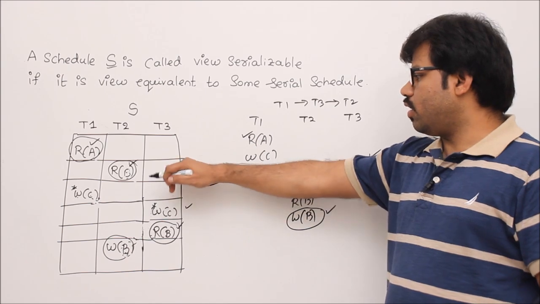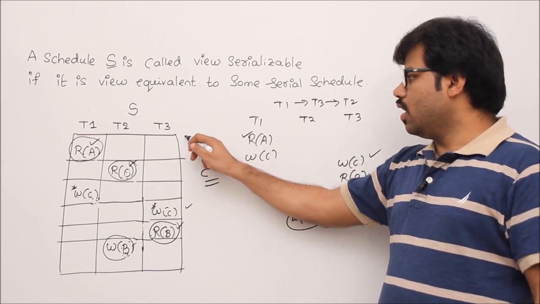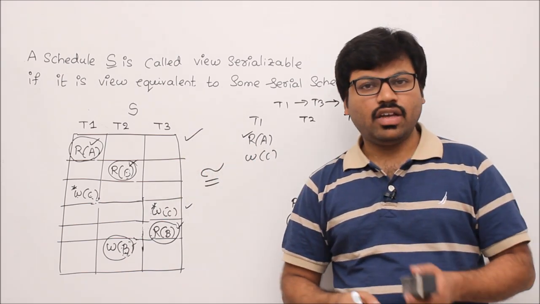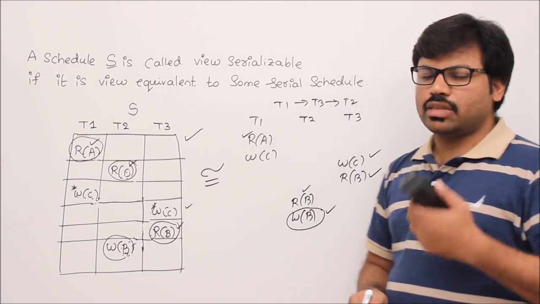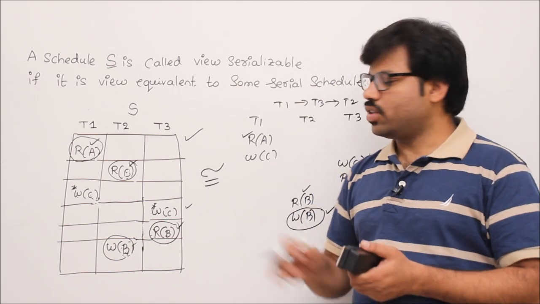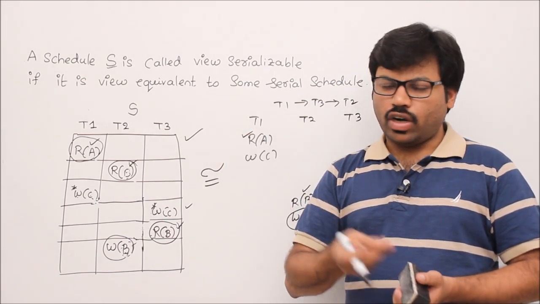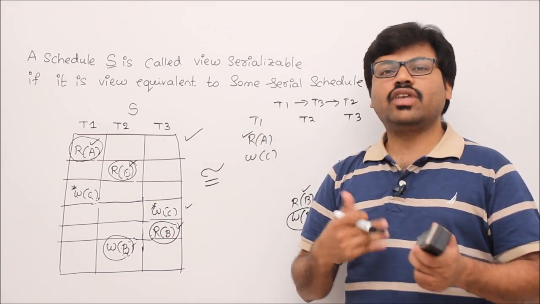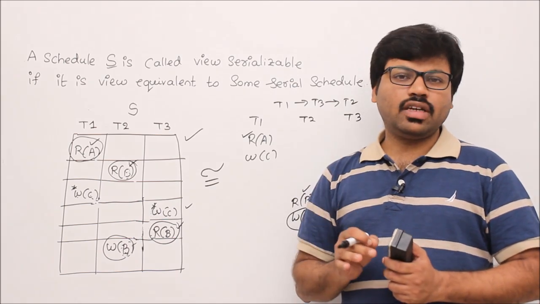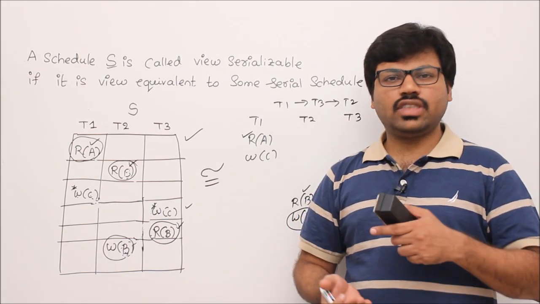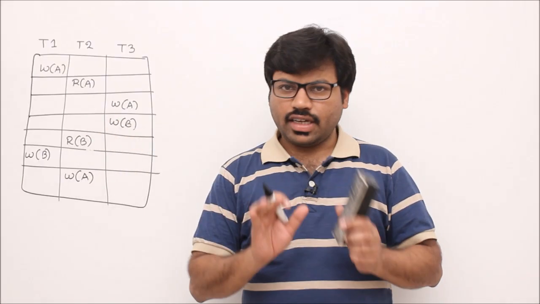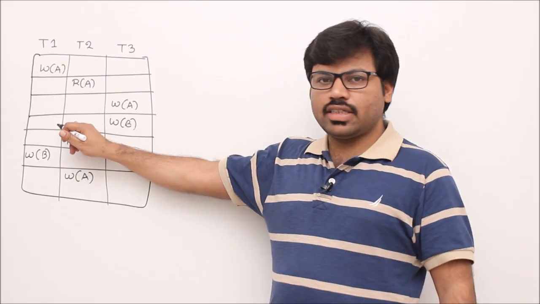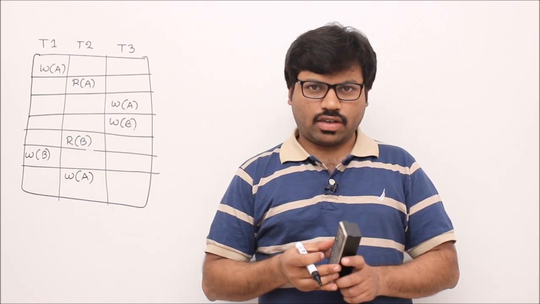So since this schedule is view equivalent to some serial schedule, this is view serializable in that way. So we have to work it out on view serializability. But conflict serializability is a little bit easy, because once you get the precedence graph, whatever serial schedule satisfies that precedence graph will be the serial schedule which is equivalent to our schedule. Understand? Now we'll take this schedule and check whether it is conflict serializable or not. After that, view serializable or not, one by one.